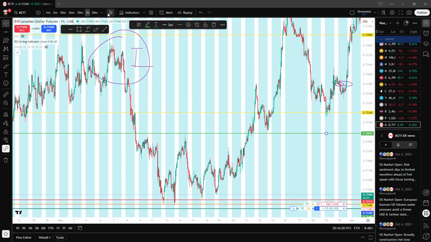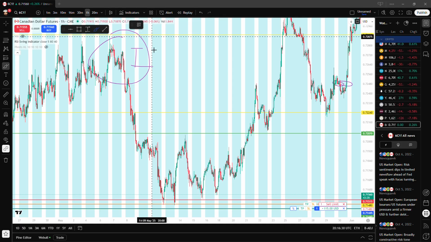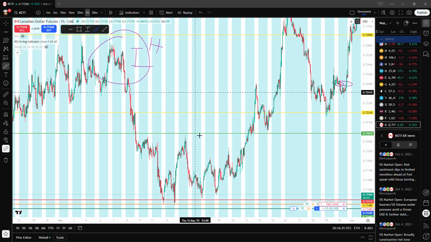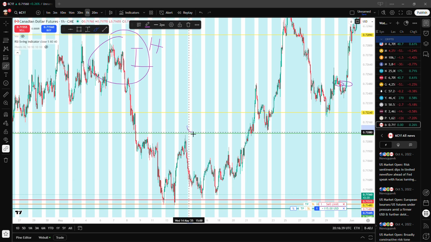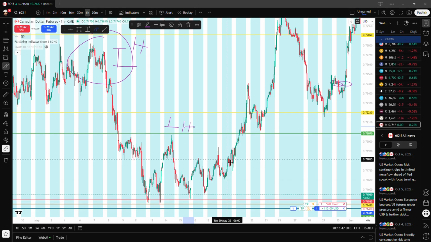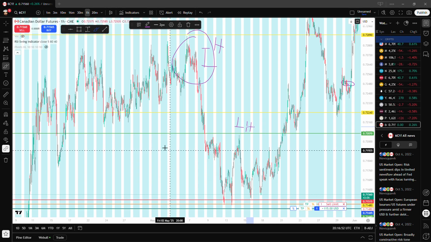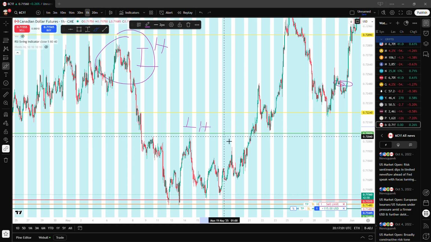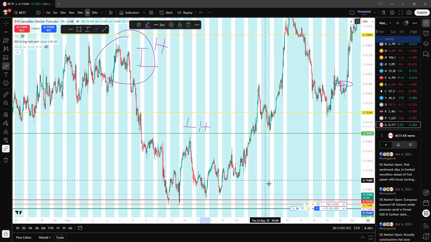And then indication, so I have my high. And then come down here. Formed lower. Formed a lower high. So I guess I'm basically trading a reversal, if I'm not mistaken.